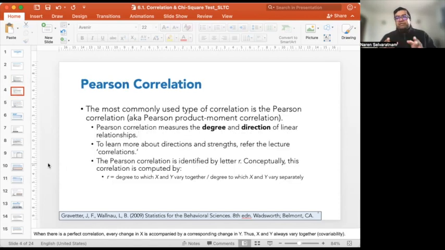Now, let's discuss Pearson correlation. Now, we have some understanding about correlations.